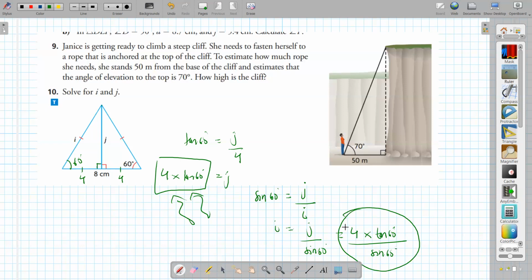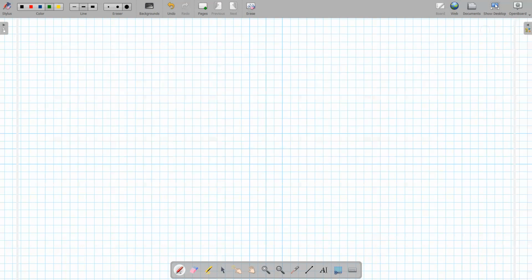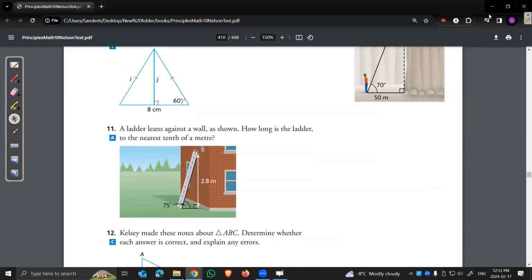SOH CAH TOA. Most of them are just going to be like 2-step problems. Like even this one. Do we use sine, cosine, or tan? We're looking for the length of the ladder for 11. Look at what you're given and look at what you're looking for, and then SOH CAH TOA, only one of them is going to work. Sine. Sine is right. It's going to be sine 75 equals 2.8 over the hypotenuse, and then you just solve for that h in the denominator.